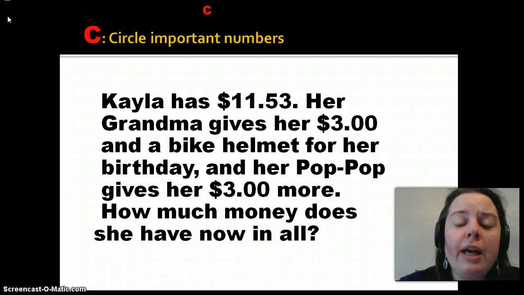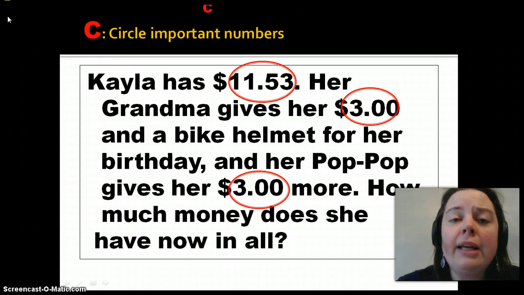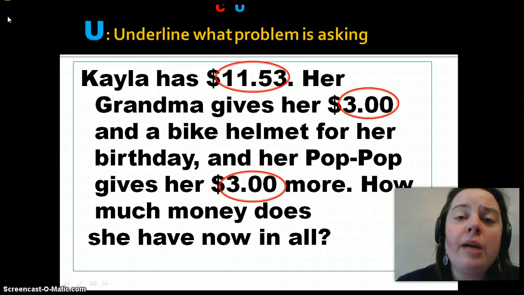So we're going to look and we're seeing that all the numbers in this word problem are dealing with money. Kayla has $11.53. Her grandma gives her $3 and a bike helmet for her birthday, and her pop-up gives her $3 more. How much money does she have now in all? So we're going to circle all of those, and then we can come back and double check and make sure they all are important after we find the question and underline it. And that comes next.